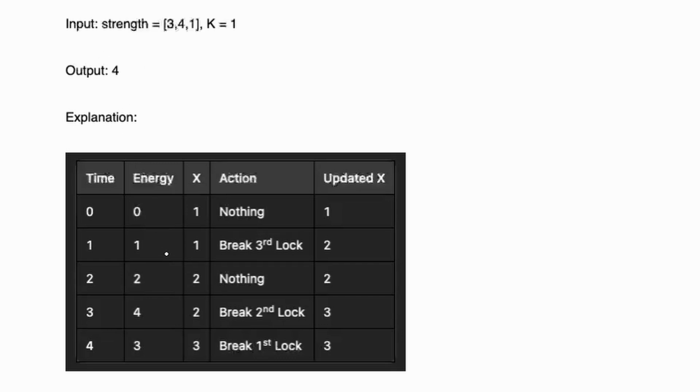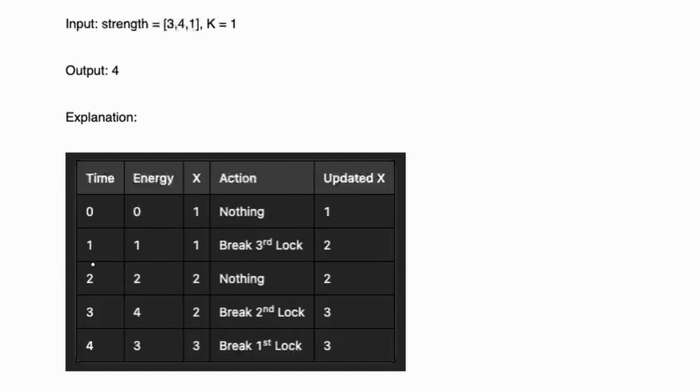We can look at this table to see exactly how this happens. We start at time 0 with 0 energy, and we can't do anything. So we just go to the next minute, and you'll see that we're now at time 1, and our energy is now 1, because our current factor is 1. We're going to increase by 1 every minute. Here we could break the third lock because it has a value of 1. So we would reset and then update our X. Our X becomes 2 because it was previously 1, and our K value is 1, so we increase our X by K.